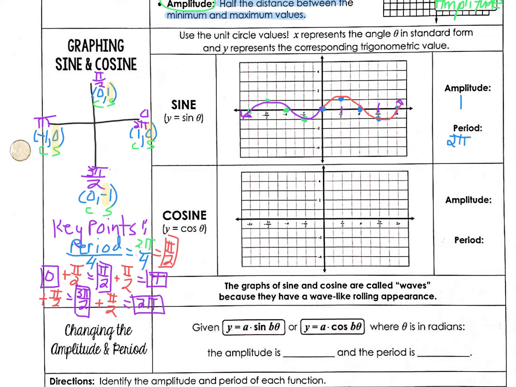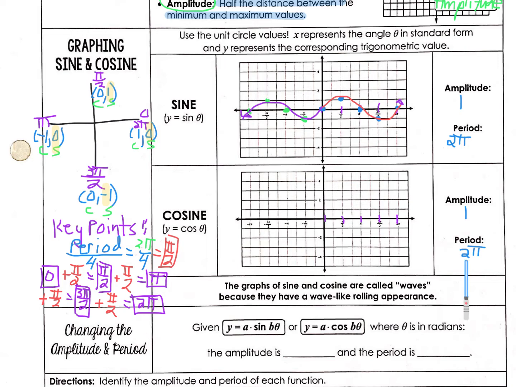We will manipulate the amplitude and period later, but let's talk about cosine. So cosine, we're going to do the same exact thing. And we have the same exact key points, because a normal cosine curve also has an amplitude of 1 and a period of 2 pi. So I'm going to put hash marks here at our key points: 0, pi over 2, pi, 3 pi over 2, and 2 pi. Because we have a period of 2 pi, we're still going to take 2 pi and divide it by 4, and we still get pi over 2.